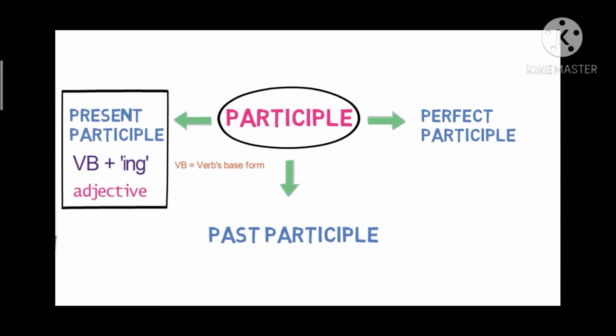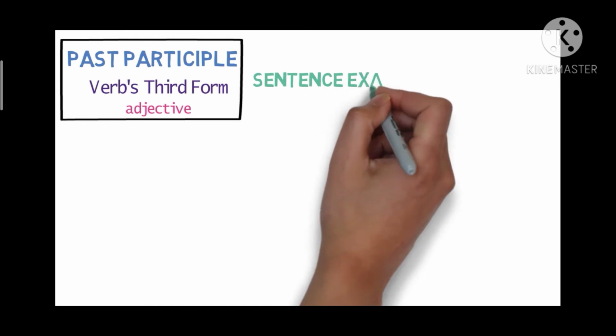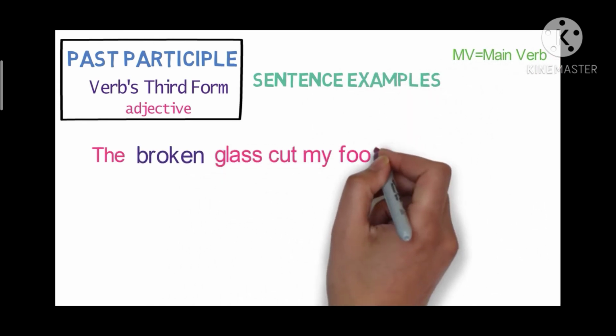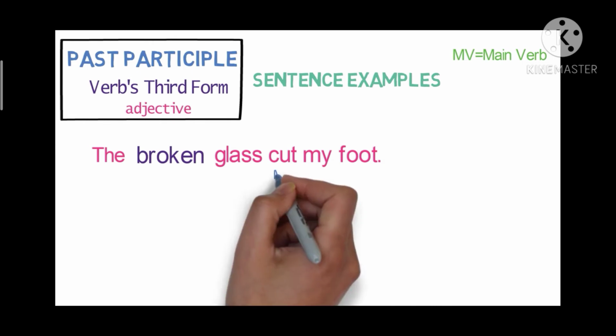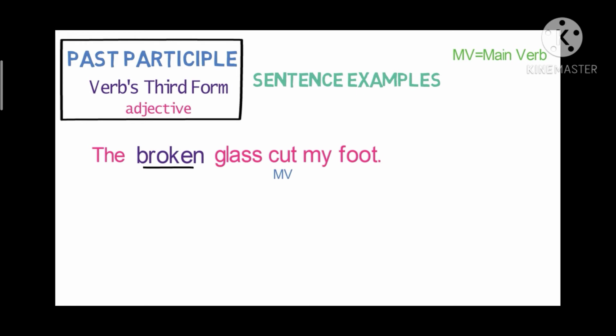Past participle is created by using verb's third form and functions as adjective in the sentence. Let's look into sentence example of past participle. The broken glass cut my foot. Here the main verb is cut and broken is secondary verb in verb's third form. As it is describing glass, it functions as adjective in the sentence, and so it behaves as a past participle in the sentence.